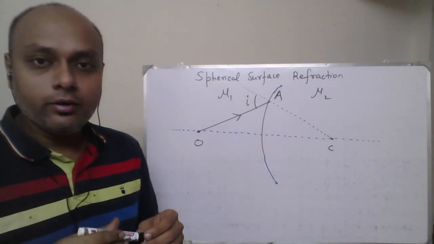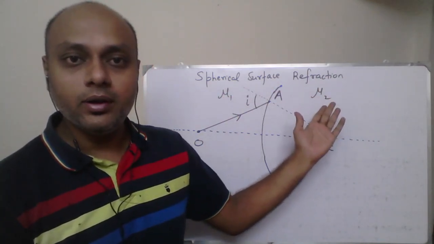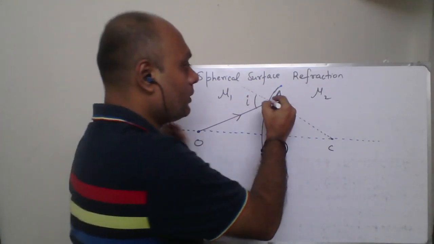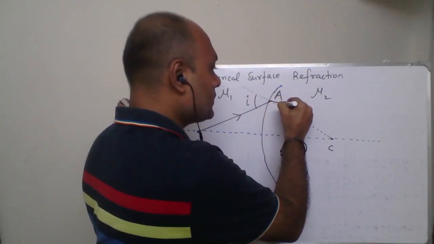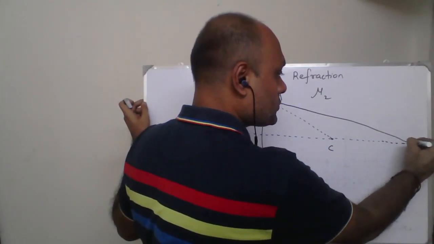Now light ray is going to get refracted. I said that mu2 is more than mu1, second medium is more denser than the first. So the light ray is going to bend towards the normal. Let's say it bends like this, and then the image formation takes place over here.